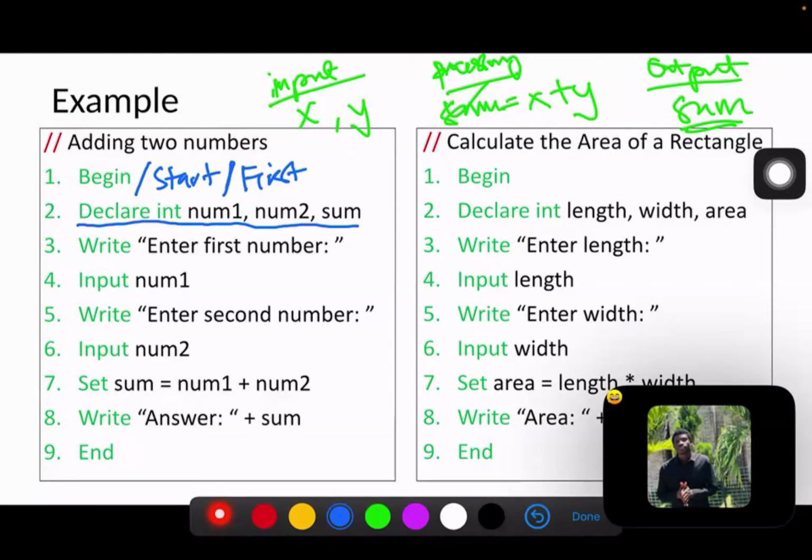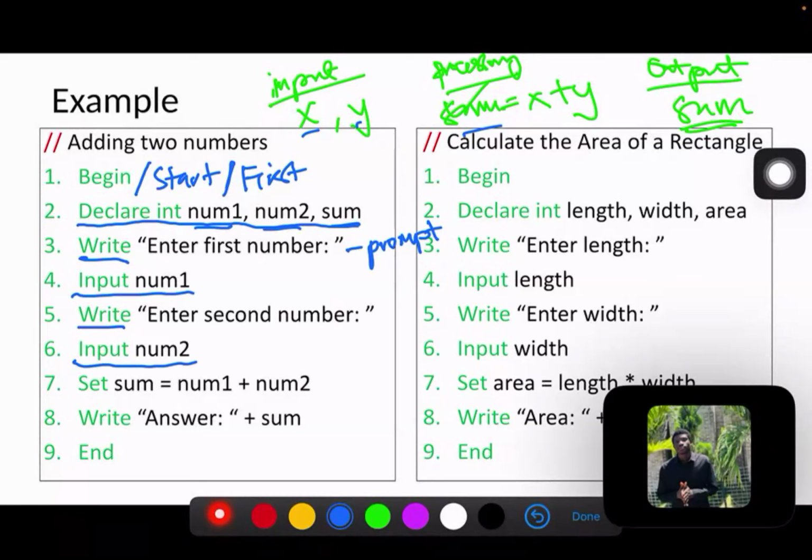So we needed 3 variables, x, y, and sum. Here we're calling the variables num1, num2, and sum. Then we create what we call a prompt. When you want to take something from the user, you create a prompt. A prompt is a statement that tells the user you want to take something from them. So usually it's a print statement. Then we take what we want from the user. Then we do another prompt, enter second number. Then we take it from the user.